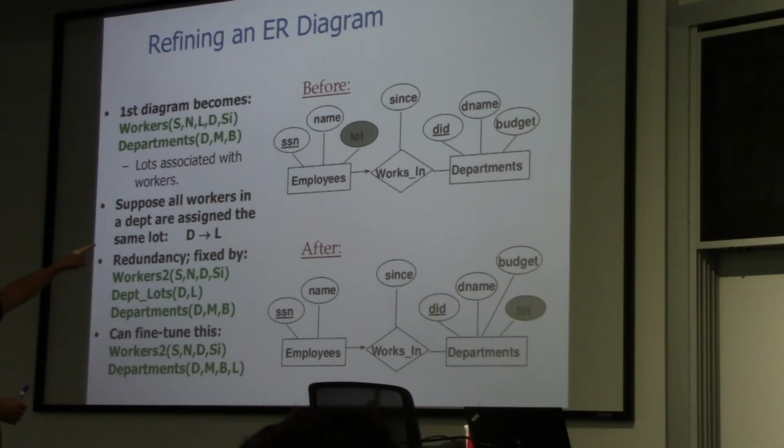So I have 5 attributes: S, N, L, D, and, to distinguish things, I use SI for that date attribute. So far so good, right? And the department entity set goes to a table by itself, which has DID, DName, and budget. So I use D for DID, M for DName, and B for budget. Everything looks fine, right? So far so good.